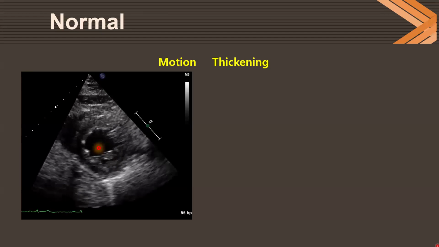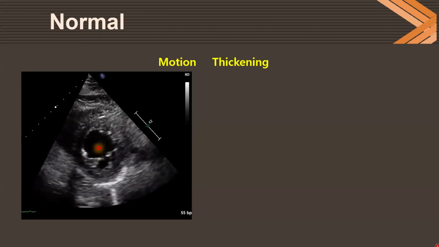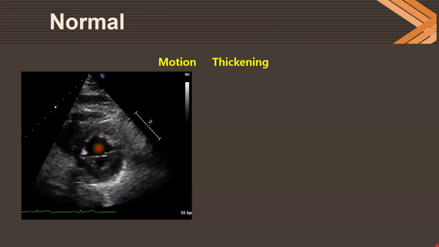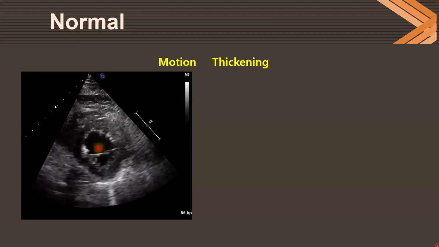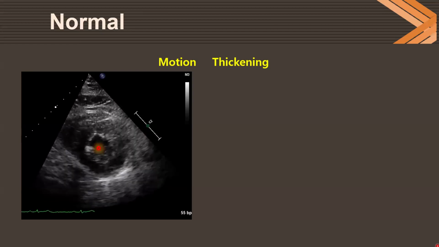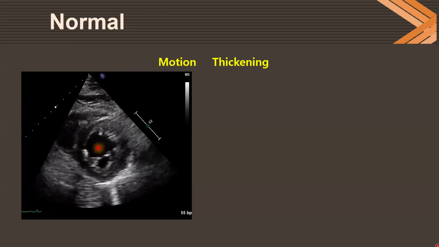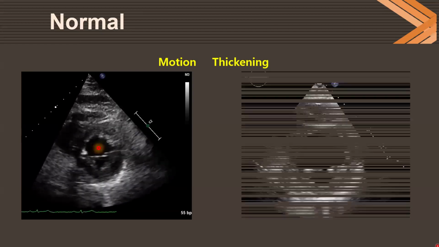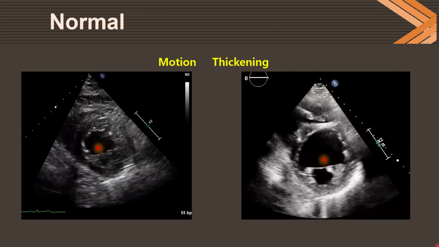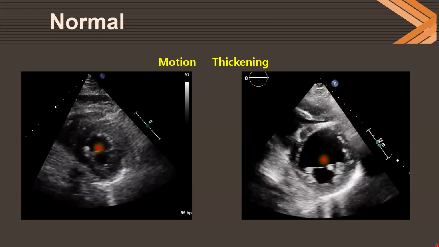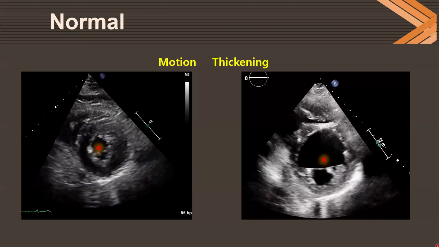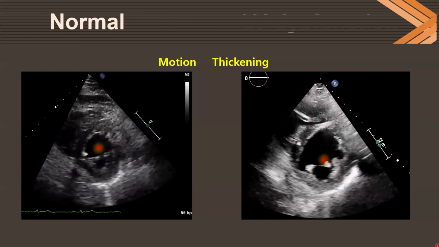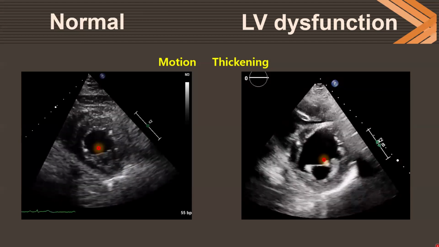So in this normal heart, you will see all segments of the left ventricle are thickening equally, and all of them are moving equally towards the center of the left ventricle. Compare this video to this one, where I also put a dot in the middle of the ventricle, but you will find the ventricle is very weakly contracting here. And this resembles left ventricular dysfunction.